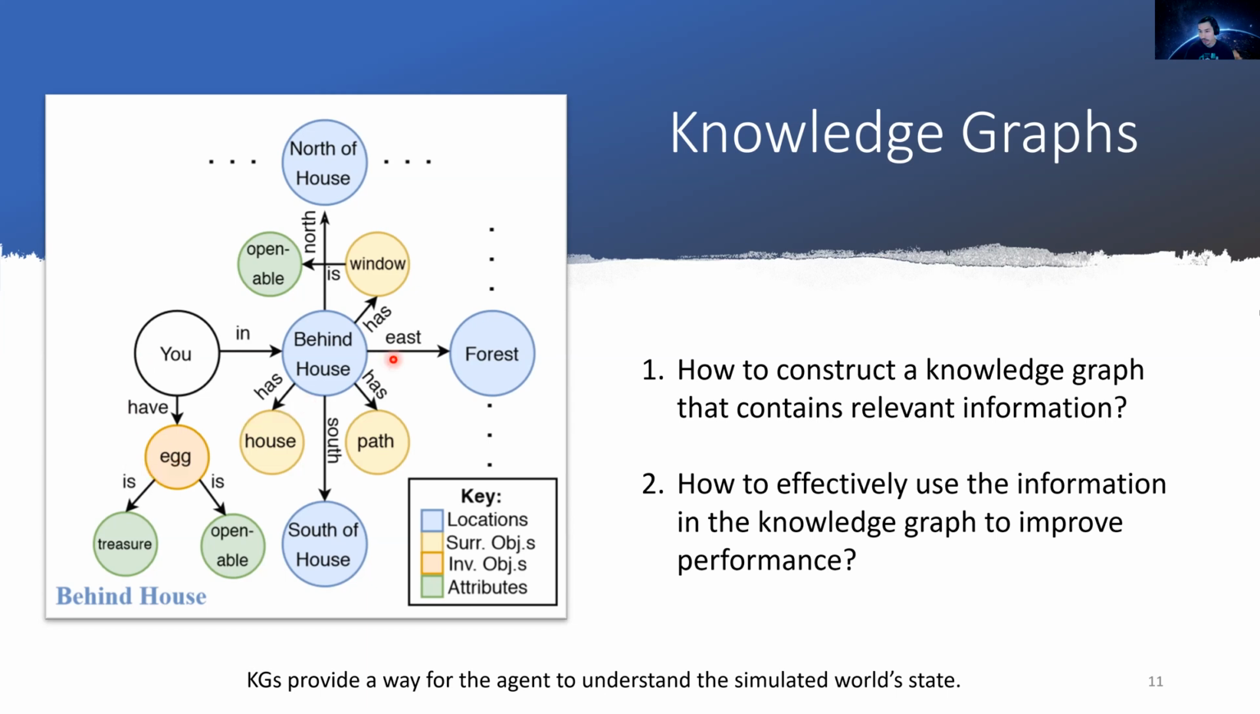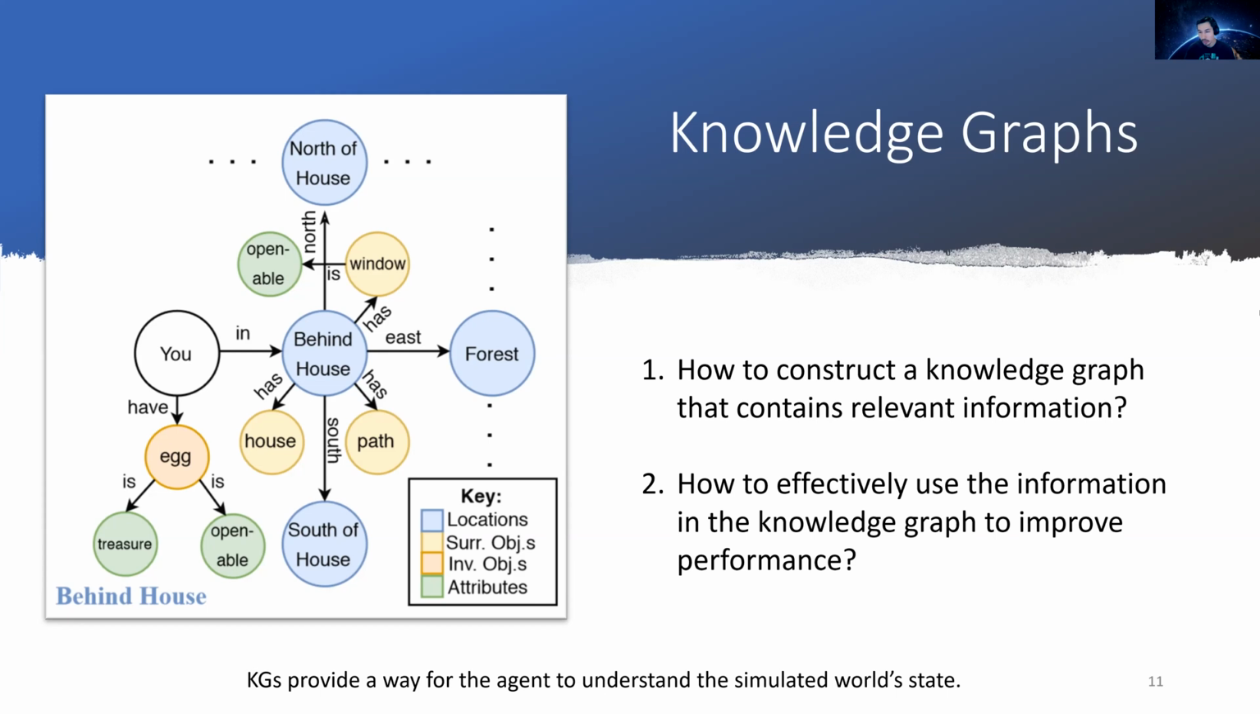Location, such as you in behind house, which is a way of saying that you're at the location of behind house. Connectivity, where south of house is south of behind house, so that's representing the style of a map. And object affordances, such as the window object has the affordance openable.